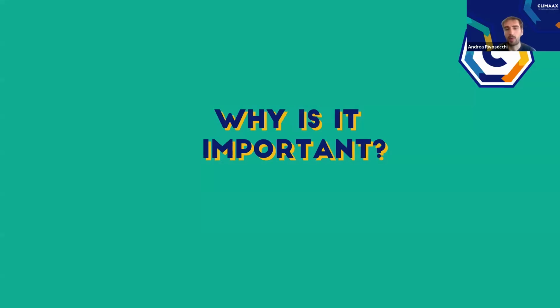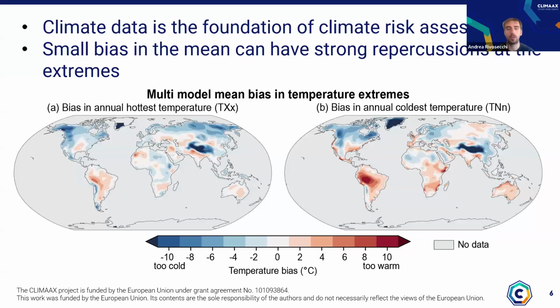So why is bias important? First of all, climate model data, as you might know, is the foundation of a risk assessment. If you don't have an accurate representation of your hazard, you will probably end up with inaccurate results for your risk assessment overall. A second very important point, a bit more technical but worth thinking about, is that if you have a small bias in the mean of any climate variable, for example a small difference in the representation of the mean temperature, you can end up having a big difference between the model and the observations when you look at the extremes.